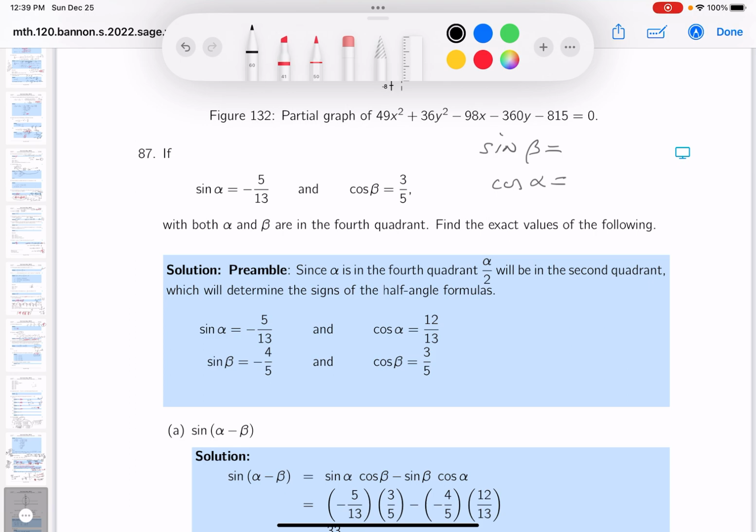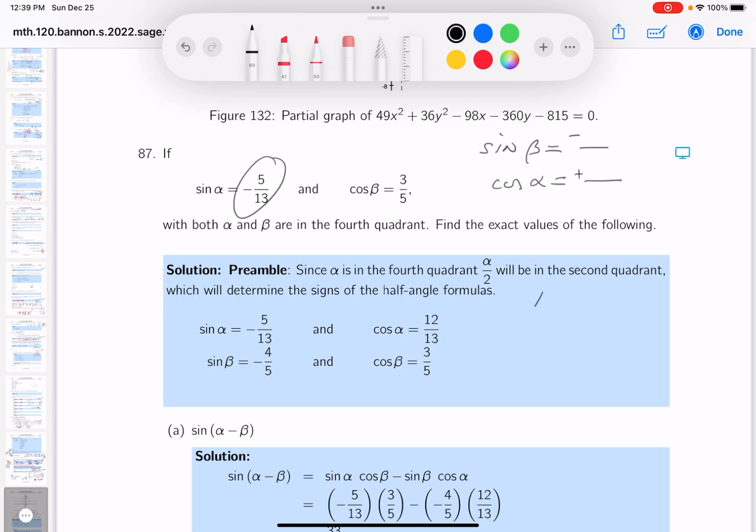In the fourth quadrant, the sine is going to be negative. And in the fourth quadrant, the cosine is going to be positive. All right? So let's figure this out. And we've got the Pythagorean theorem to do so. So I'm going to look at this one first.